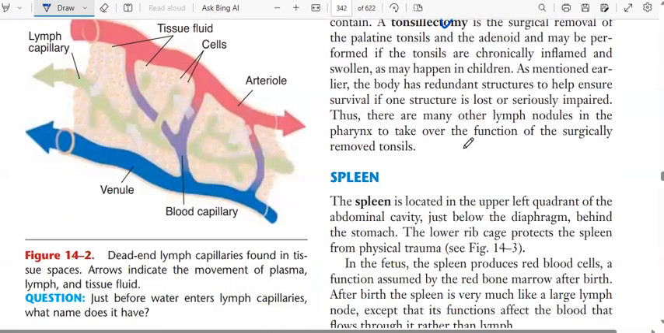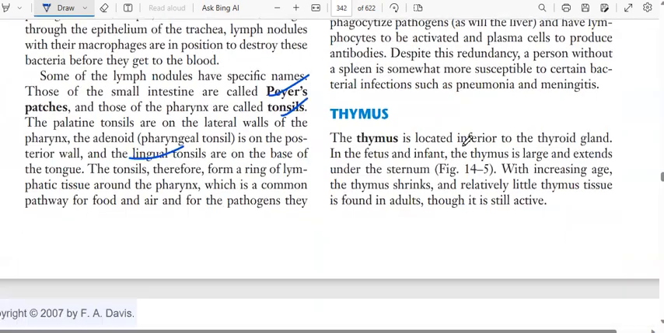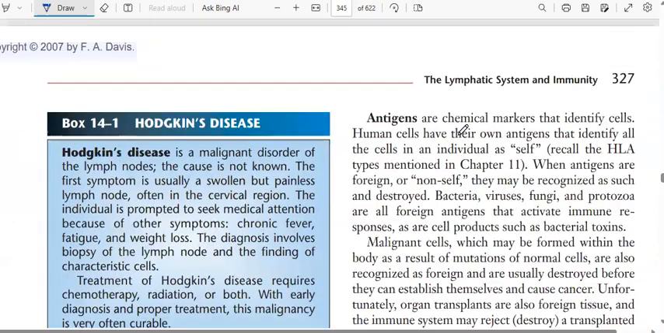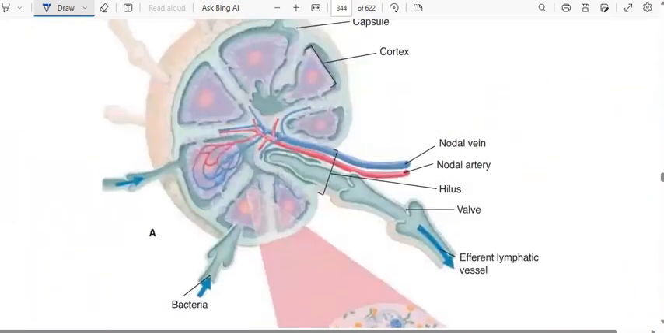Next are the spleen and thymus. We will discuss them tomorrow from here onwards. If you have any doubts, you can ask me.